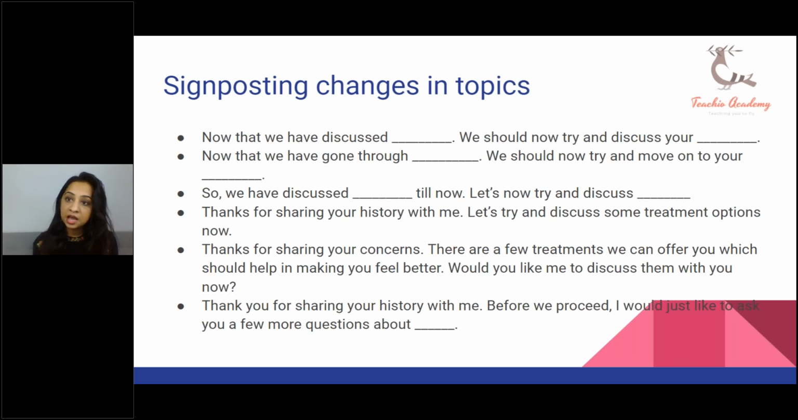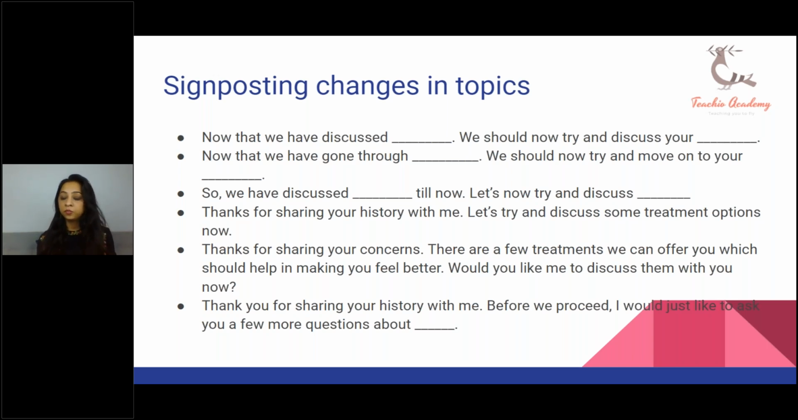So we have discussed diet till now. Now let's try and discuss exercise. These are the ways that you signpost changes from discussing exercise to diet, or history to cardiac rehab. We saw on the scoring criteria that there were marks for organization and layout.